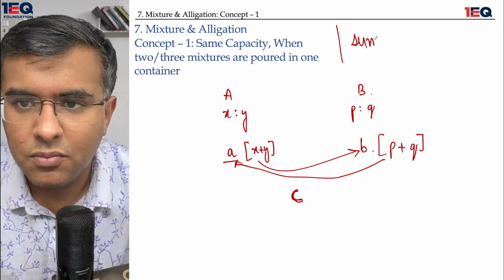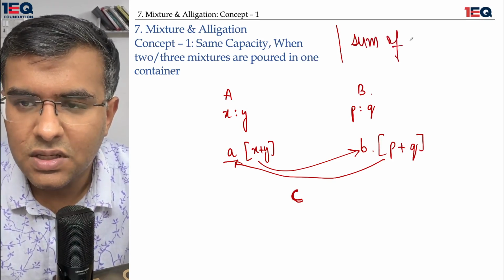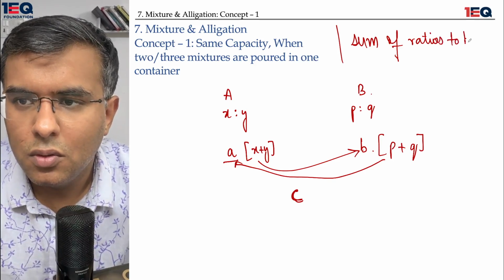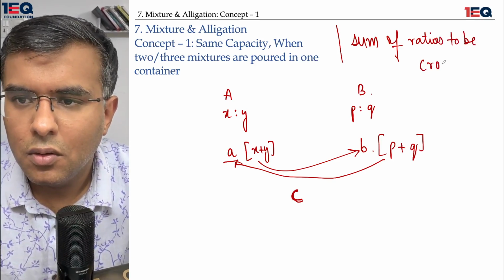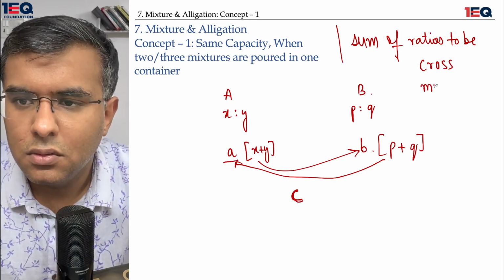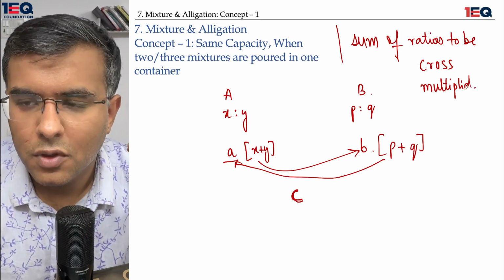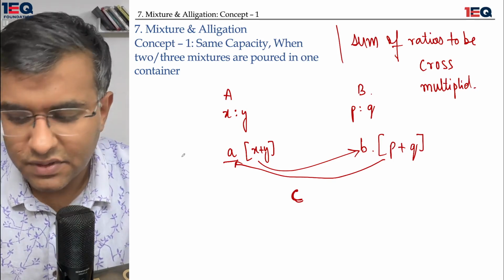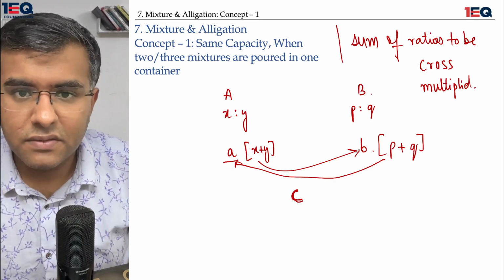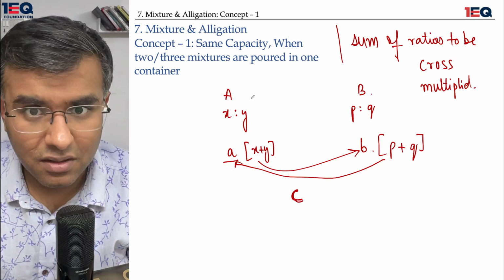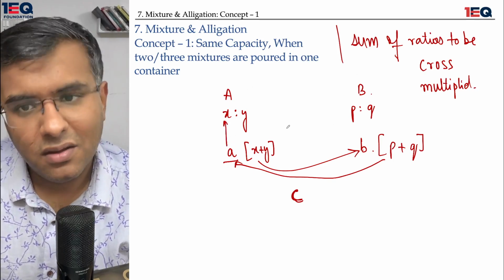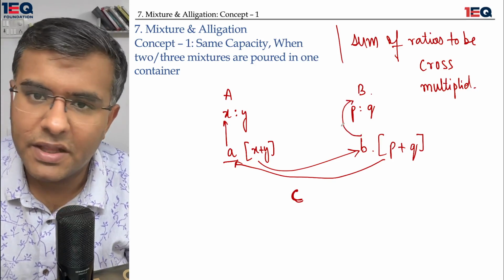This is the most important feature. Sum of ratios to be cross multiplied. The sum of the ratios would be cross multiplied, but the quantities in which the ratios are present would be self multiplied. Like a would be multiplied by a, and small b would be multiplied by b.